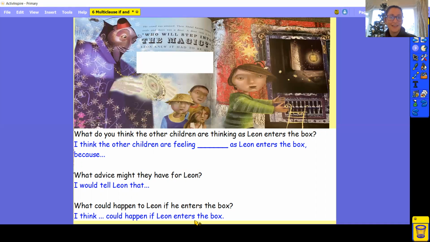So I think if Leon enters the box, he could be in lots of danger. Okay, I don't think a magical place would be a very safe place for a child. However, that's my opinion. You might have a slightly different one.